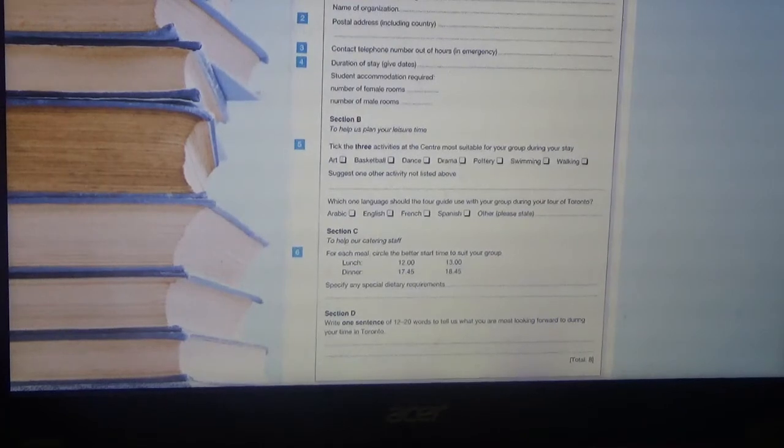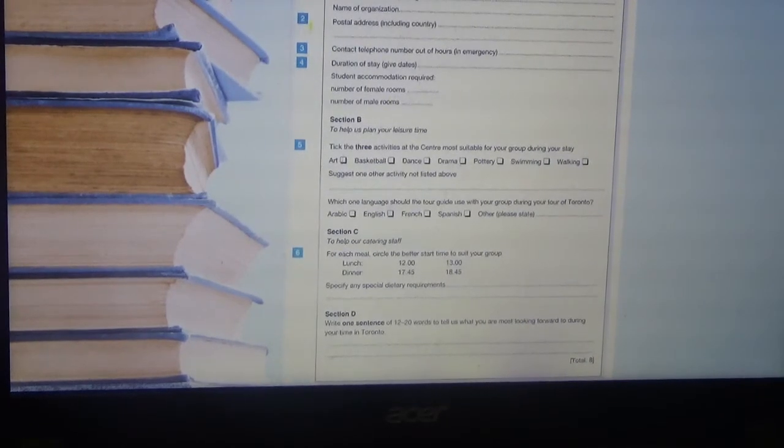If the form asks for block capitals, you must write in capital letters. You have to check where they are to be used. In this example, it says in this section. So capital letters in this section, section A.